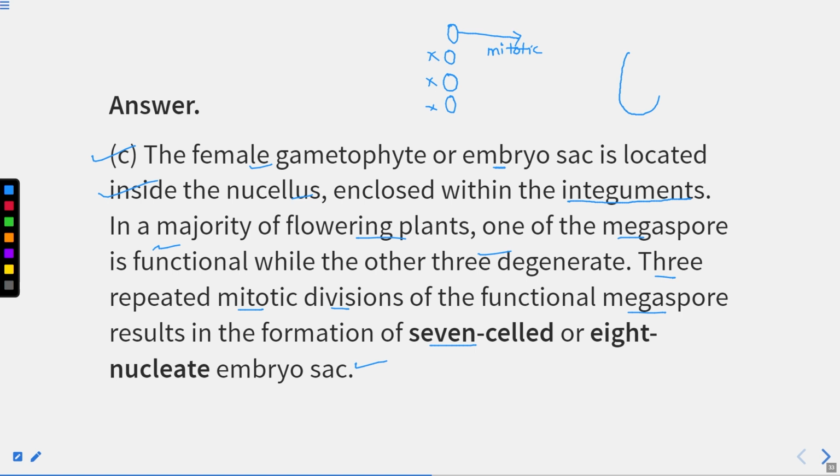So if this is the typical embryo sac of the angiospermic plant, here is one egg cell, and these 2 are synergids. Then we have the polar nuclei, 2 polar nuclei in the center. And these 2 fuse together to form the primary endosperm nucleus, and then at the chalazal end we have the antipodals.